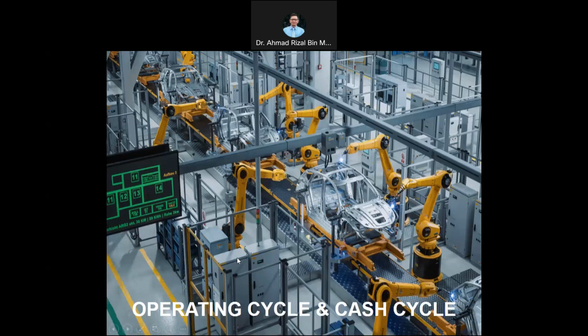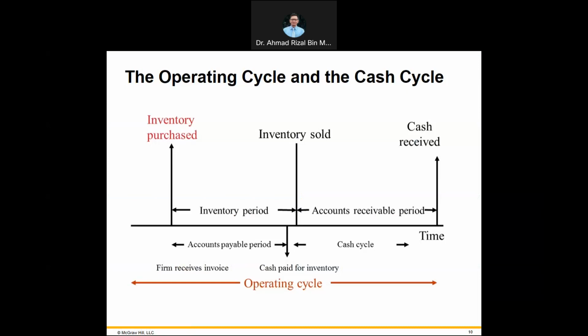You have calculated this in the financial ratio. When we do financial ratio analysis, we have calculated the inventory period and also the accounts receivable period. The combination of both would be the operating cycle, right? So the inventory period plus the accounts receivable period is the overall operating cycle. Now we can also break down the operating cycle into the accounts payable period and the cash cycle.